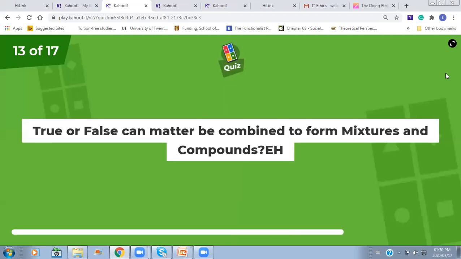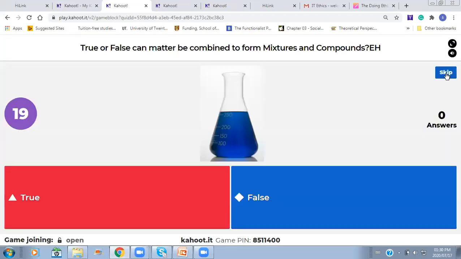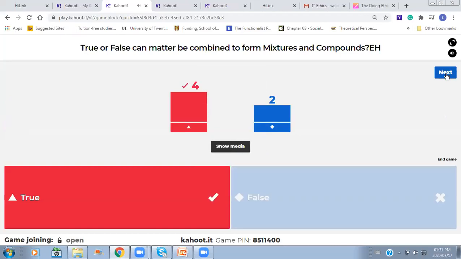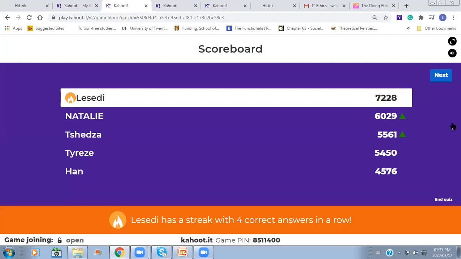True or false? Can matter be combined to form mixtures and compounds? It's true. Lesedi answered first, followed by Natalie, Teza, Tyrus, and Han.